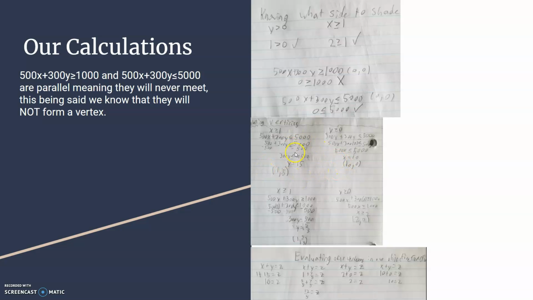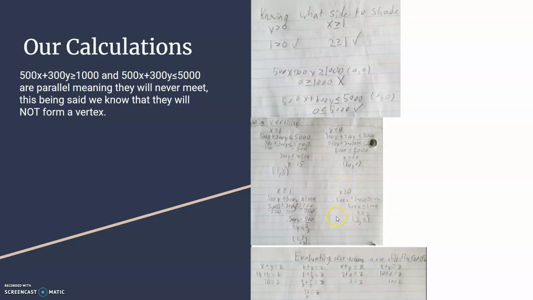Here is the vertices with the x is greater than or equal to 1, and the 500x plus 300y is less than 5,000, and here is the y for that. And here is the x is greater than or equal to 1, and the 500x plus 300y is greater than or equal to 1,000, and the y is greater than or equal to 0.